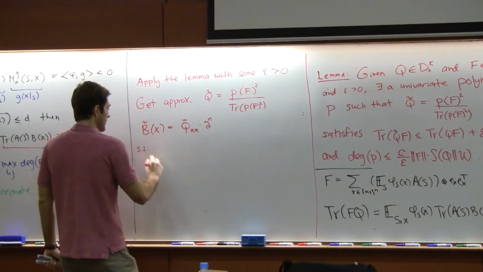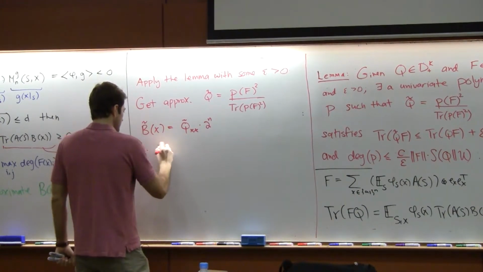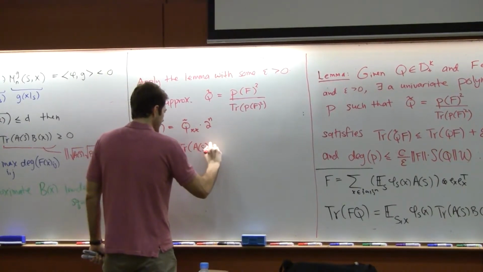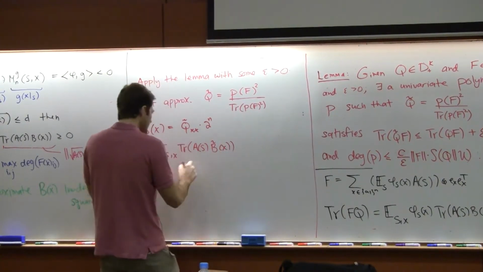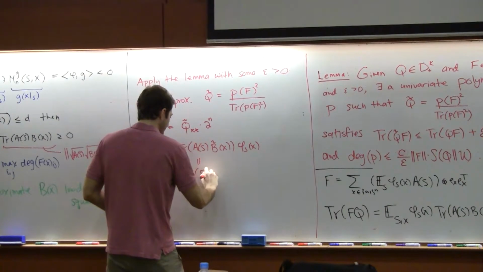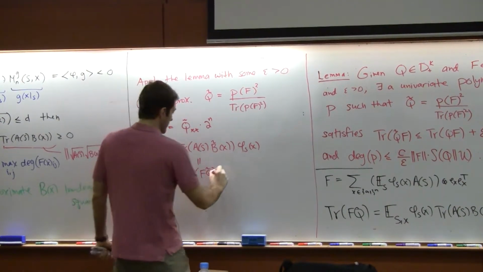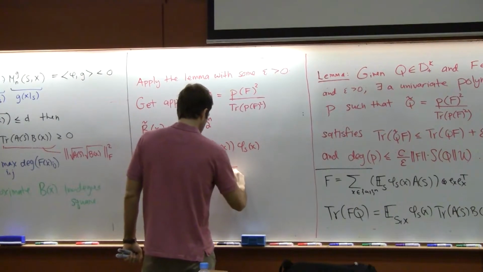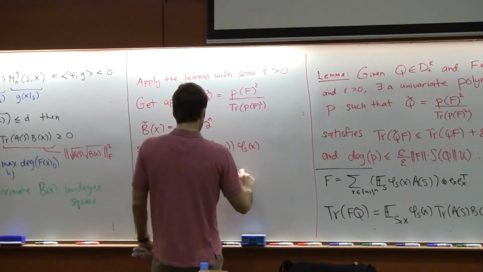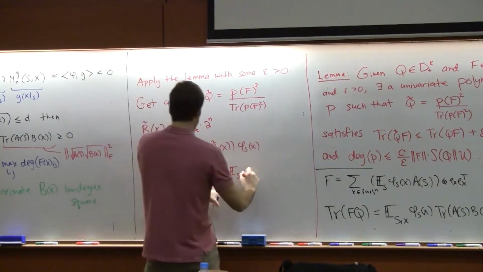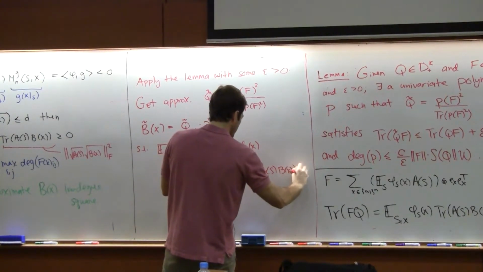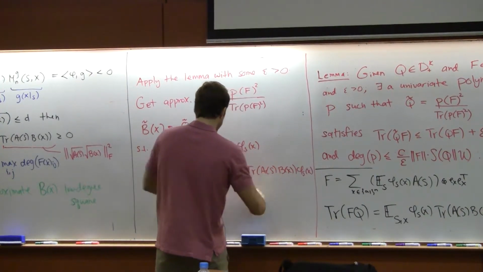Such that we get the property we want, which is that trace of A_S B tilde X, sorry, this thing, is equal to trace F Q tilde, which is at most, have the approximation guarantee. So it's trace A_S B X plus epsilon.